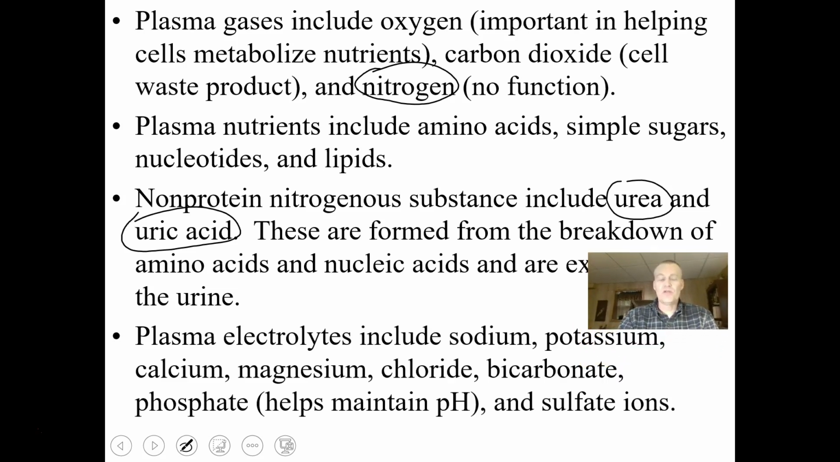There are also electrolytes that are found in the plasma of the blood. These would include things like sodium and potassium, calcium, magnesium, chloride, bicarbonate, phosphate, and sulfate ions. These are important in helping nerves to work and muscles to work. They're important in maintaining pH and doing other various functions of the body.